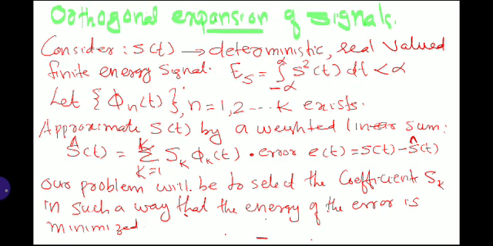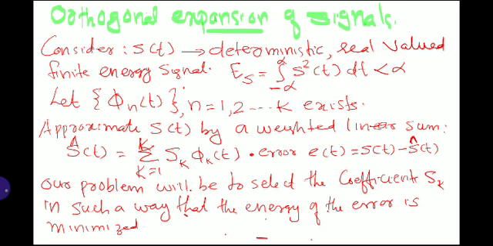So if the energy is infinite, or the signal is not an energy signal, then it is unstable. That we usually study in signals and systems. Okay, so we consider a real valued finite energy signal and let phi n of t, where n is equal to 1, 2, etc. up to capital K exist. So this phi n of t is actually a basis set, which contains capital K basis functions.